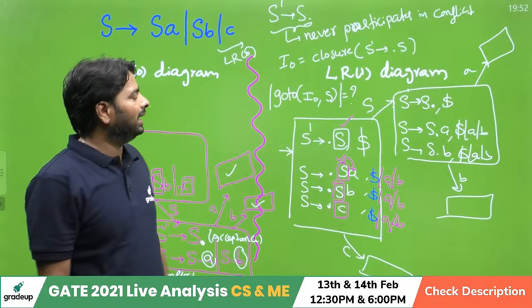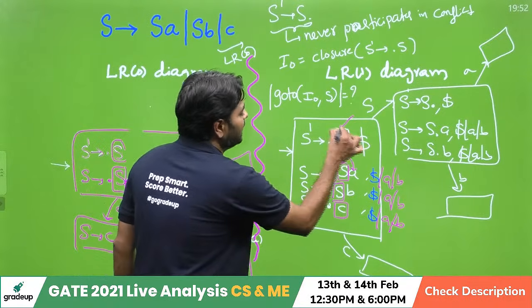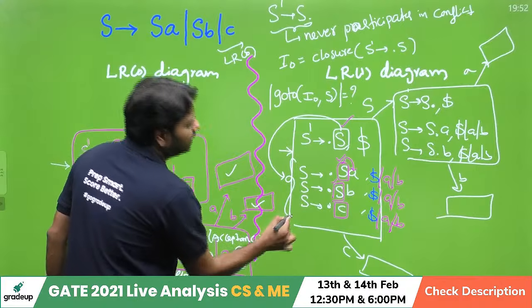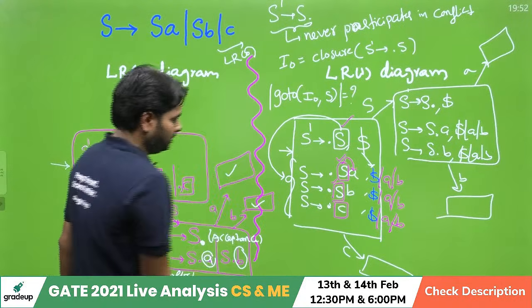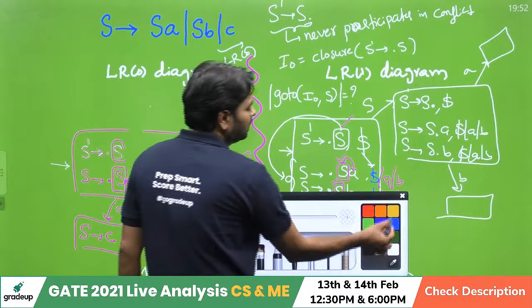Why is dollar in the lookahead of S? Because of this S you have written three S now. Then this dollar is going to be included.